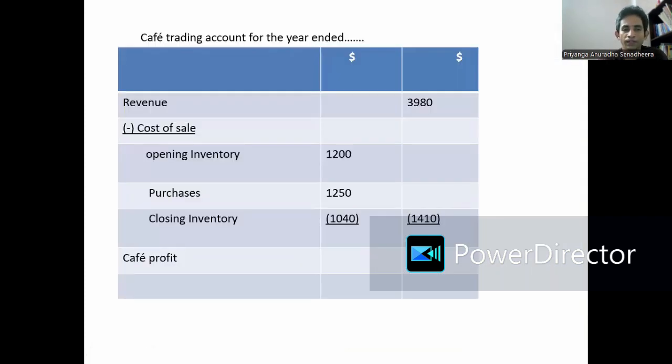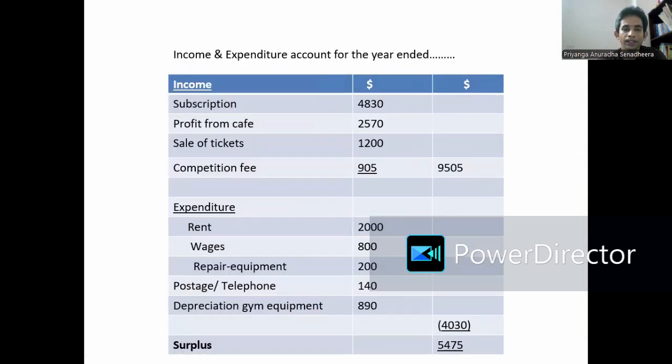And then you deduct this cost of sales figure from 3,980, and you get 2,570. This is known as profit from cafe or cafe profits. So we transfer this to the income and expenditure account on the income side. Remember that. Okay, the next step is to prepare the income and expenditure account.